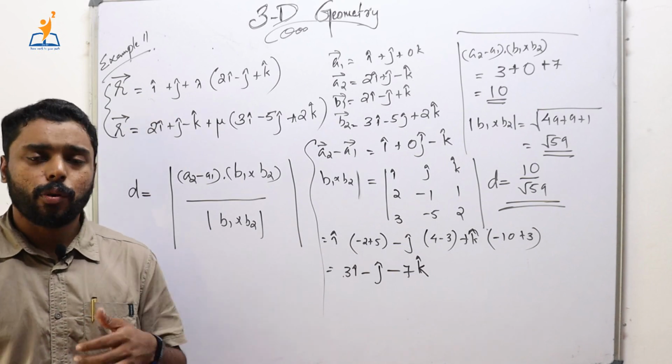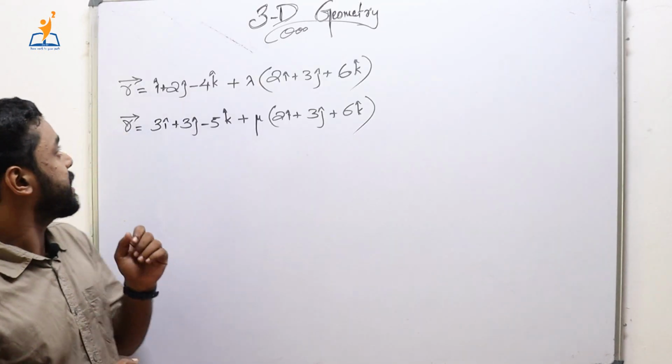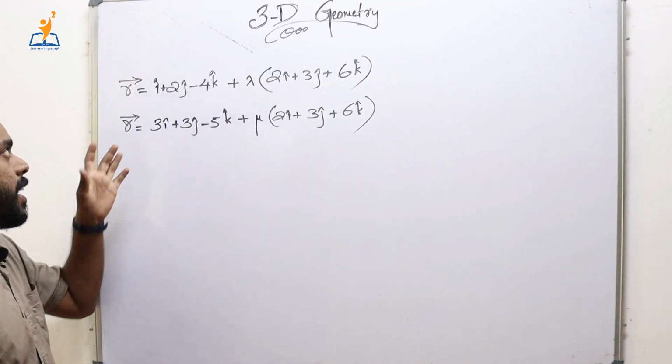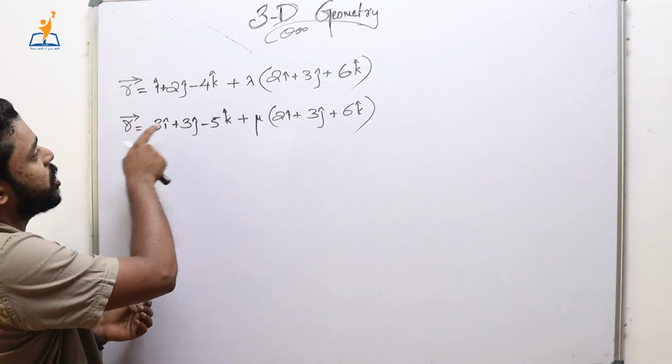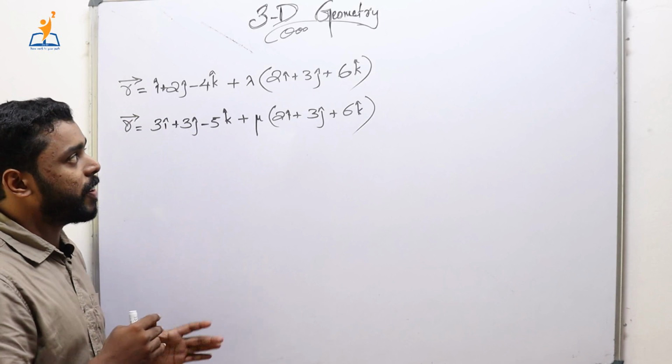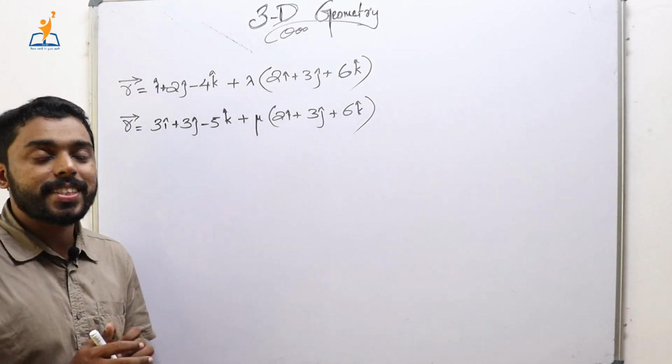This is very easy. Now we can go to the next example, example number 12. The next question is example number 12, which asks us to find the shortest distance between these two lines. From first observation itself, it is clear that these two lines are parallel lines. How can we say that?